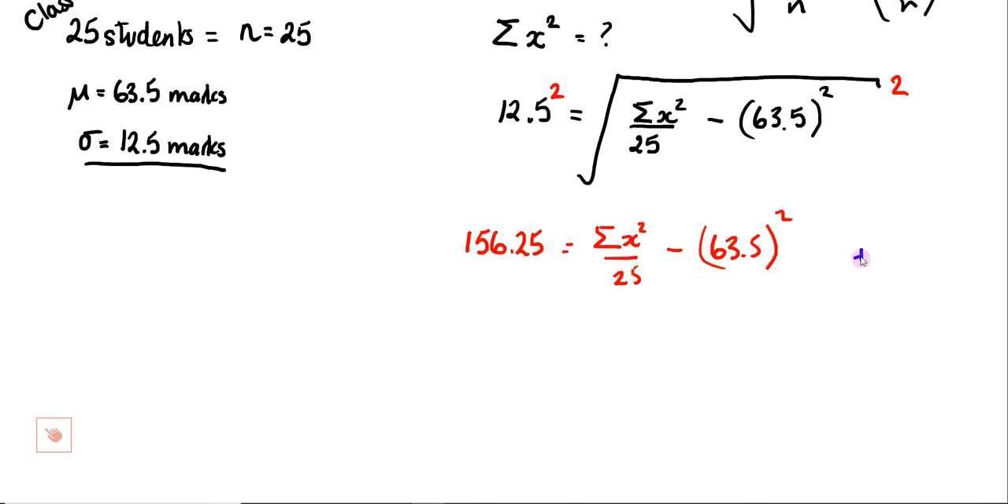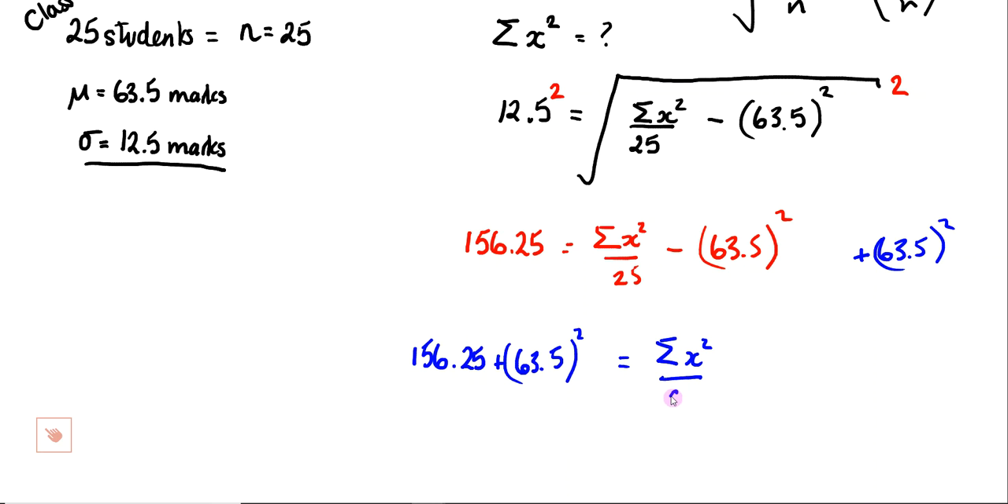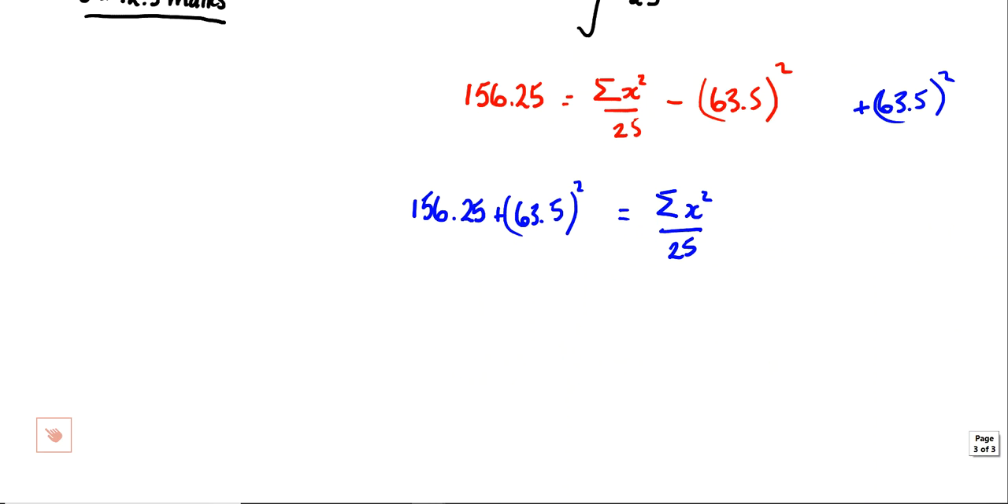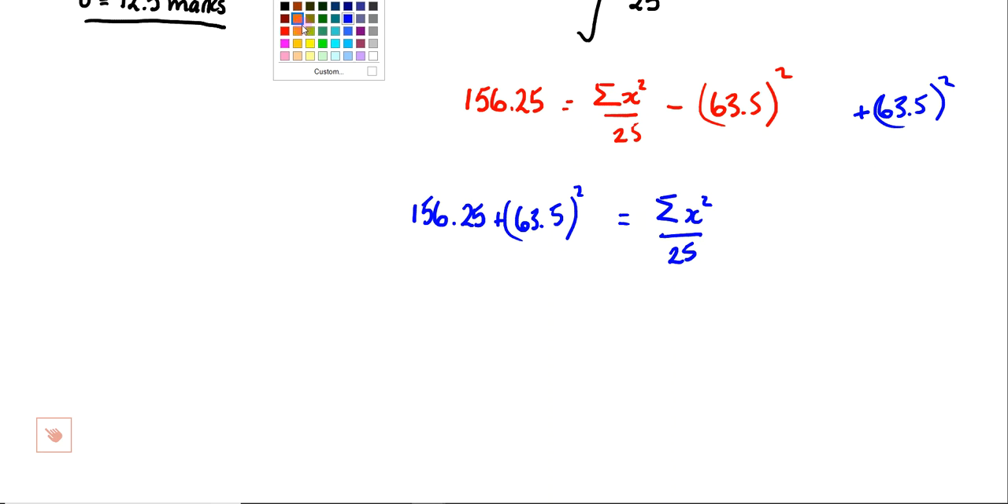So I'm going to add the 63.5 squared. So then I've got 156.25 plus 63.5 squared, and that equals the sum of x squared divided by 25. What am I going to do next? Okay, we could do that. So what do you get? Just do it in one step, what's 156.25 plus 63.5 squared?